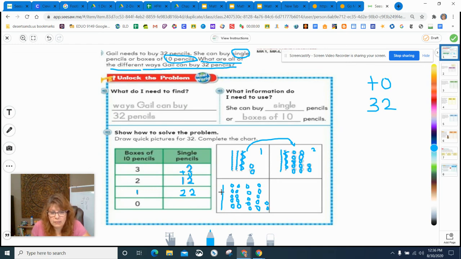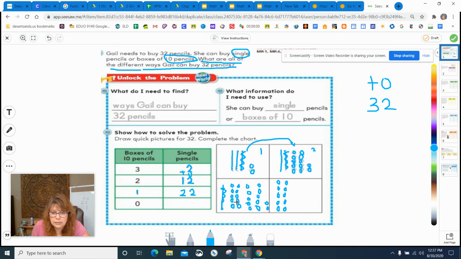correct. So I have a 10. Can I regroup it? Yes, I can still go on. I can still have a different way. So I'm going to break apart this 10 and replace it. So I'm exchanging it, 1 ten for 10 ones. So I'm going to go 1, 2, 3, 4, 5, 6, 7, 8, 9, 10.